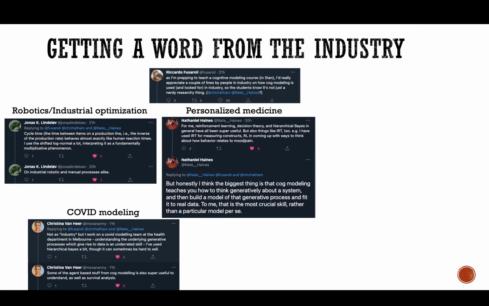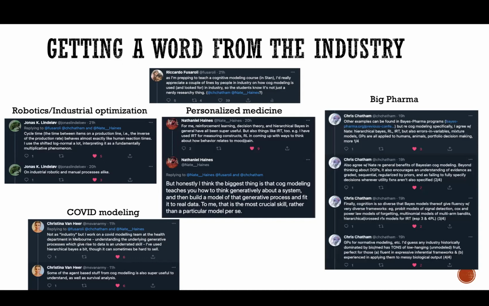Reinforcement learning is coming up when I have to come up with ways to think about how behavior relates to mood or pain, again the data generating process behind the kind of data that it's looking at. But honestly, I think the biggest thing is that cognitive modeling teaches you how to think generatively about a system and then build a model of that generative process and fit it to real data. To me, that is the most crucial skill rather than a particular model per se.